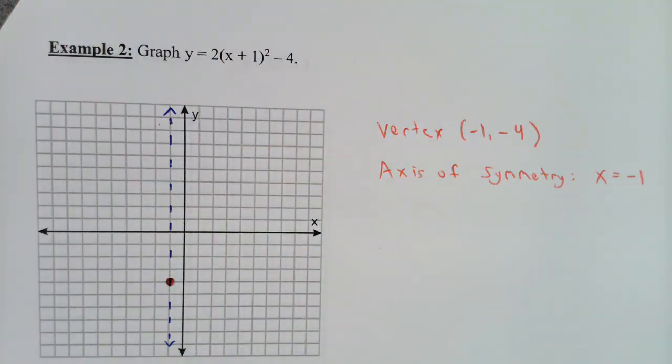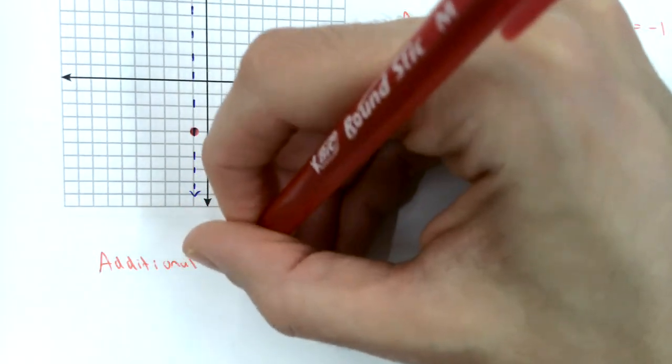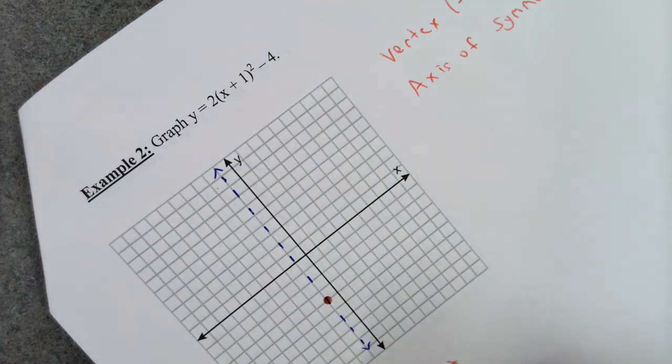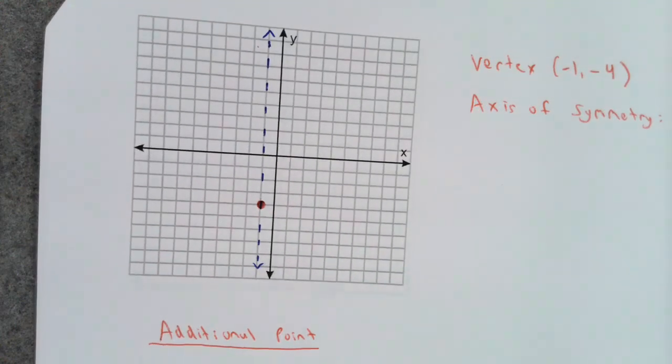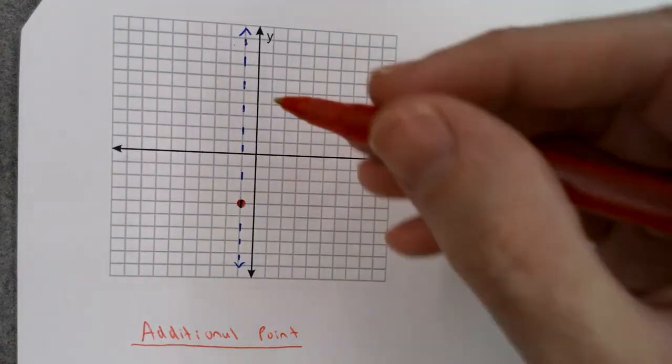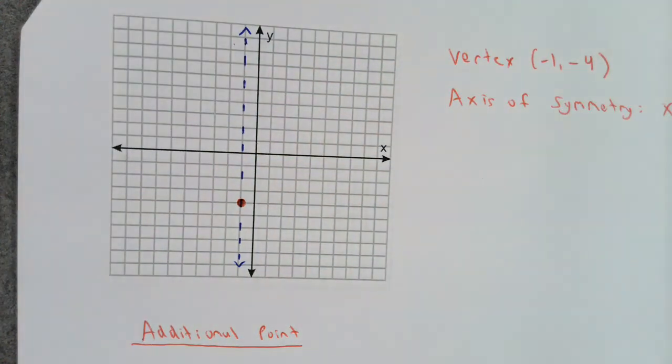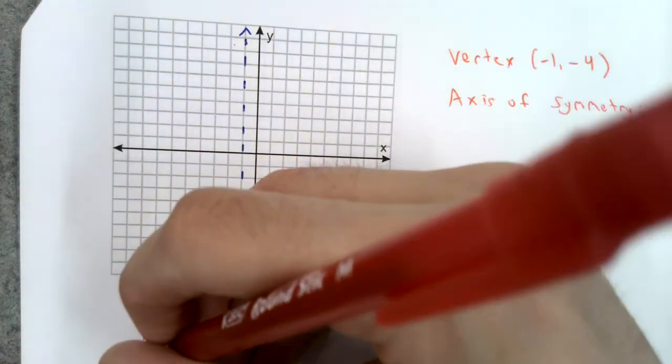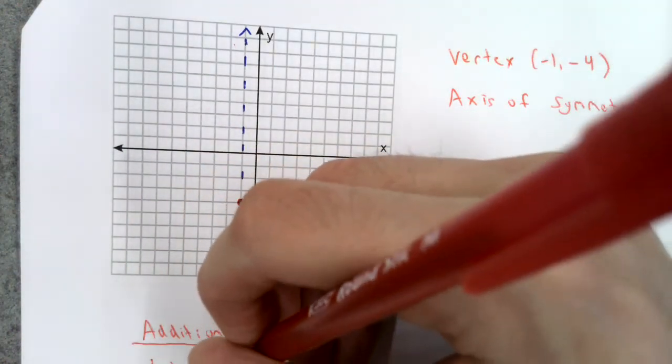Okay. So we got our vertex right away. We got our axis of symmetry. Let's get some additional points and reflect them. And let's try to get 5 points total on the graph. So let's get an additional point. How about we choose x equals 0, because that'll fit on there. Let x equal 0.